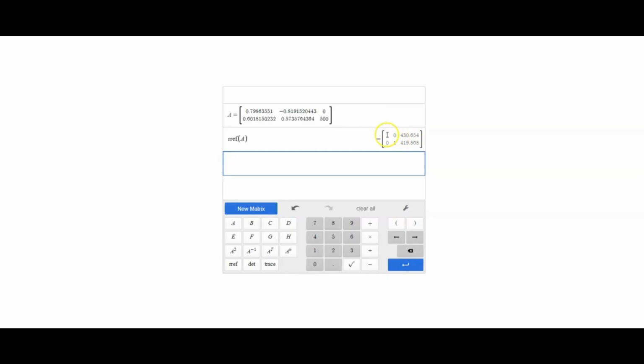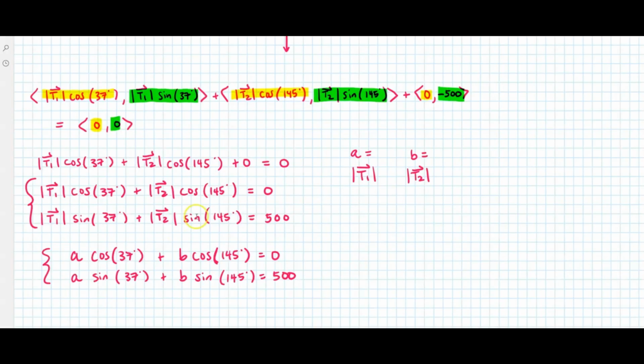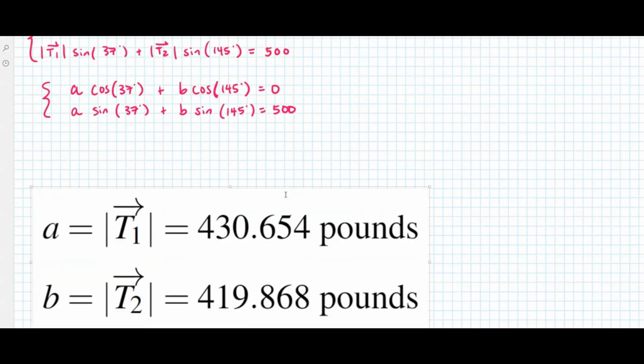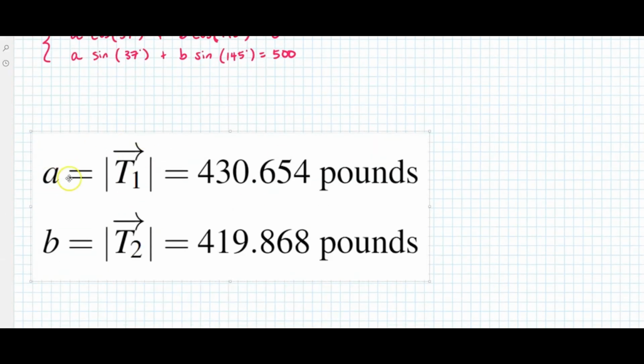This being a 1 says that our first variable A, which was also the magnitude of the tension 1 vector, is 430, and the magnitude of the tension 2 vector is 419.868. So that is what allows me to present my solution to you now. We have the A value, the magnitude of the tension 1 vector, equal to 430.654 pounds, and the B, which we substitute in to mean the magnitude of the tension 2 vector, is equal to 419.868 pounds. And that concludes this homework question.